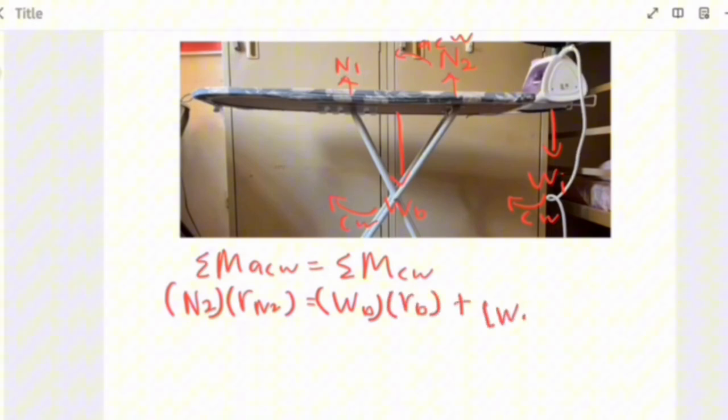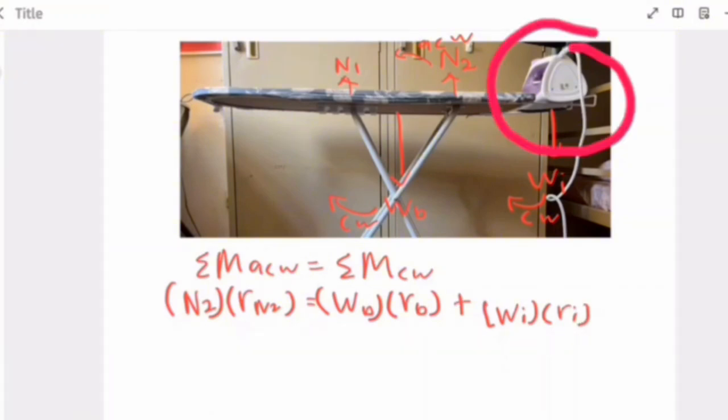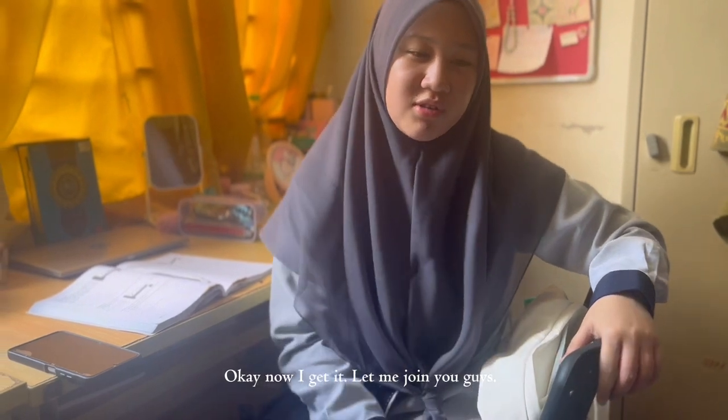So, both normal forces N1 and N2 adjust themselves to keep the board in static equilibrium. The torque from the iron and the board's own weight are balanced by the support reaction. That's why even when we put a heavy iron on one side, the ironing board doesn't fall. It's all about balance, forces and moment. Okay, now I get it. Let me join you guys.